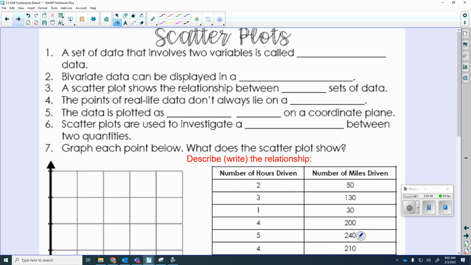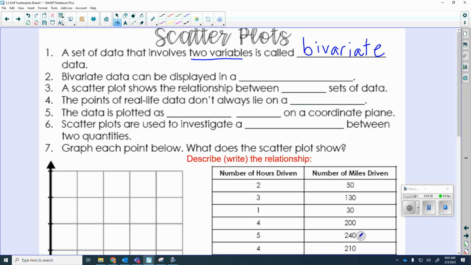Today, we're talking about scatter plots. So another new thing. I think it's probably the first week all year we've had something brand new every single day. Okay, scatter plots are easy though. Ready? A set of data that involves 2 variables is called bivariate data. That's a fancy $2 word there. Bivariate. The prefix bi means 2, and then variate kind of looks like variable or variant, right? And so there's 2 variables, okay?